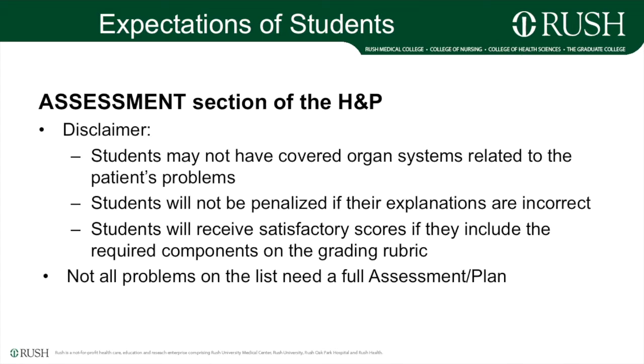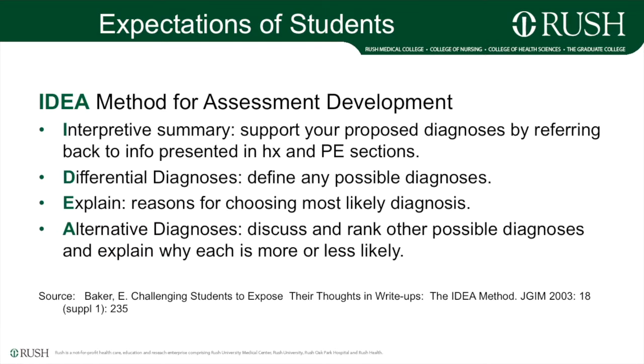Items 27 through 31 grade the assessment section of the H&P. It's important to note that students may not have covered the organ system related to the patient's chief complaint. Students should not be penalized if their explanations are incorrect. They should receive satisfactory scores that include all the required components on the grading rubric. Students should be using the IDEA method to develop their assessment.